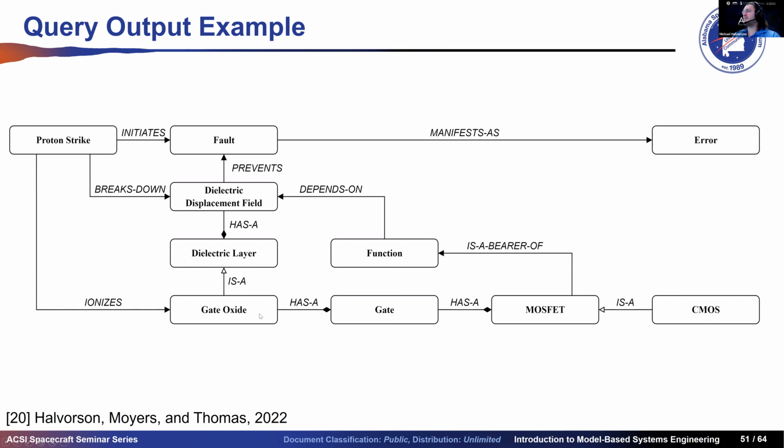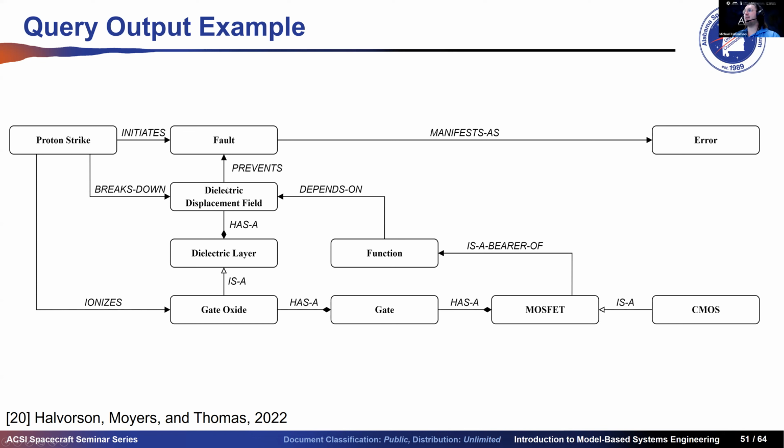So all of this is based purely on our ontology. And all we said is that we have a CMOS transistor. That's all we had. And we associated it with a software function. So if I am in an environment that has protons of a certain energy, a proton strike could ionize the gate oxide. And if that happens, it is equally going to break down this dielectric displacement field. These things happen at the same time.